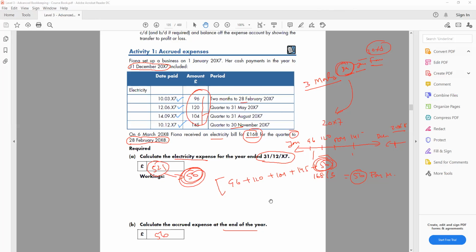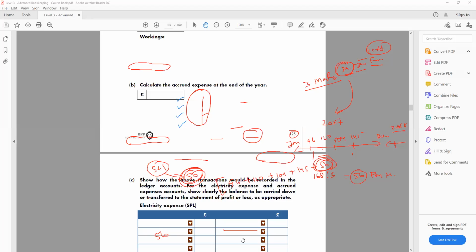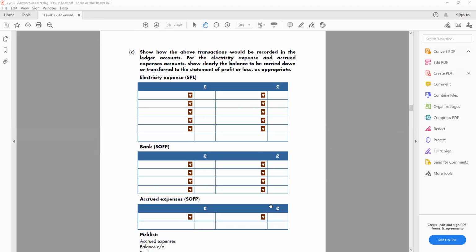Let's have a look. Is there anything else they ask? Yeah, we have a number C as well. Let's talk about number C. On number C, they're asking how to record this in the financial statement. This is one of the important areas, and sometimes students get confused on it. Remember that accrued expense always increases the expense, and of course it will create a liability, because we didn't make the payment that year.